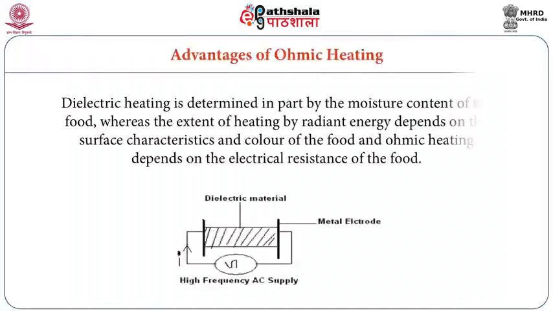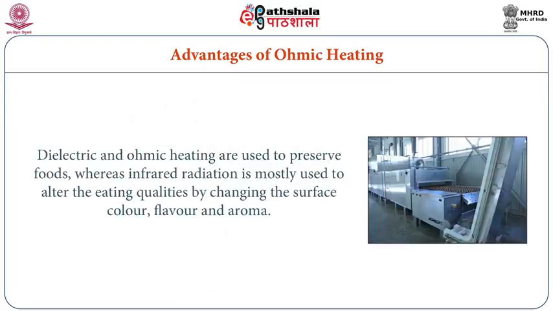So that is a major difference between these three systems. Dielectric heating is determined in part by the moisture content of the food, whereas the extent of heating by radiant energy depends on the surface characteristics and color of the food, and ohmic heating depends on the electrical resistance of the food. Dielectric and ohmic heating are used to preserve the foods, whereas infrared radiation is mostly used to alter the heating qualities by changing the surface color, flavor and aroma.